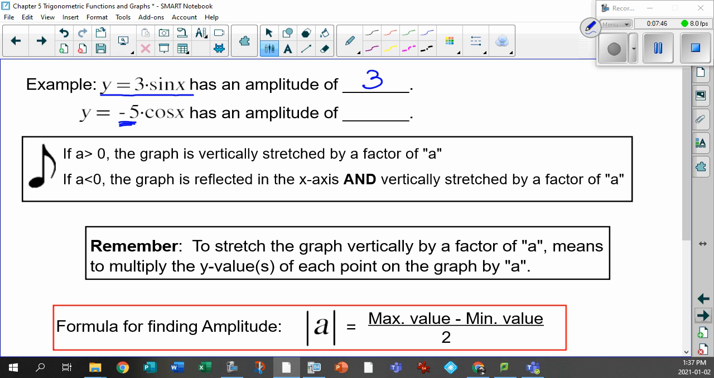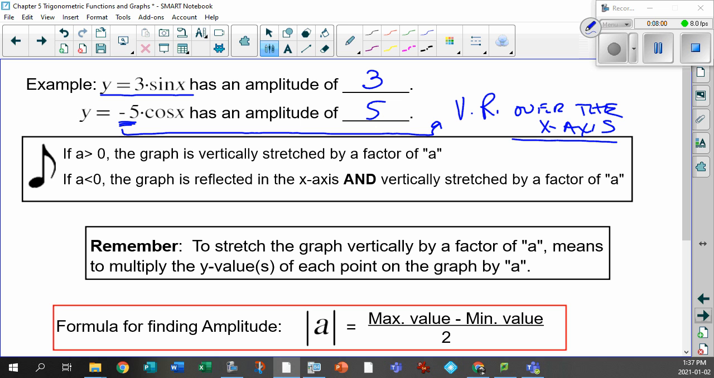This has an amplitude of 5, but don't forget with this negative here, this means that we're going to have a vertical reflection over the what? You got it, the x-axis. Okay, so instead of having a cup going this way, now we're going to have a cup going this way. Oh, isn't that interesting? You betcha. We're going to get into that right away.